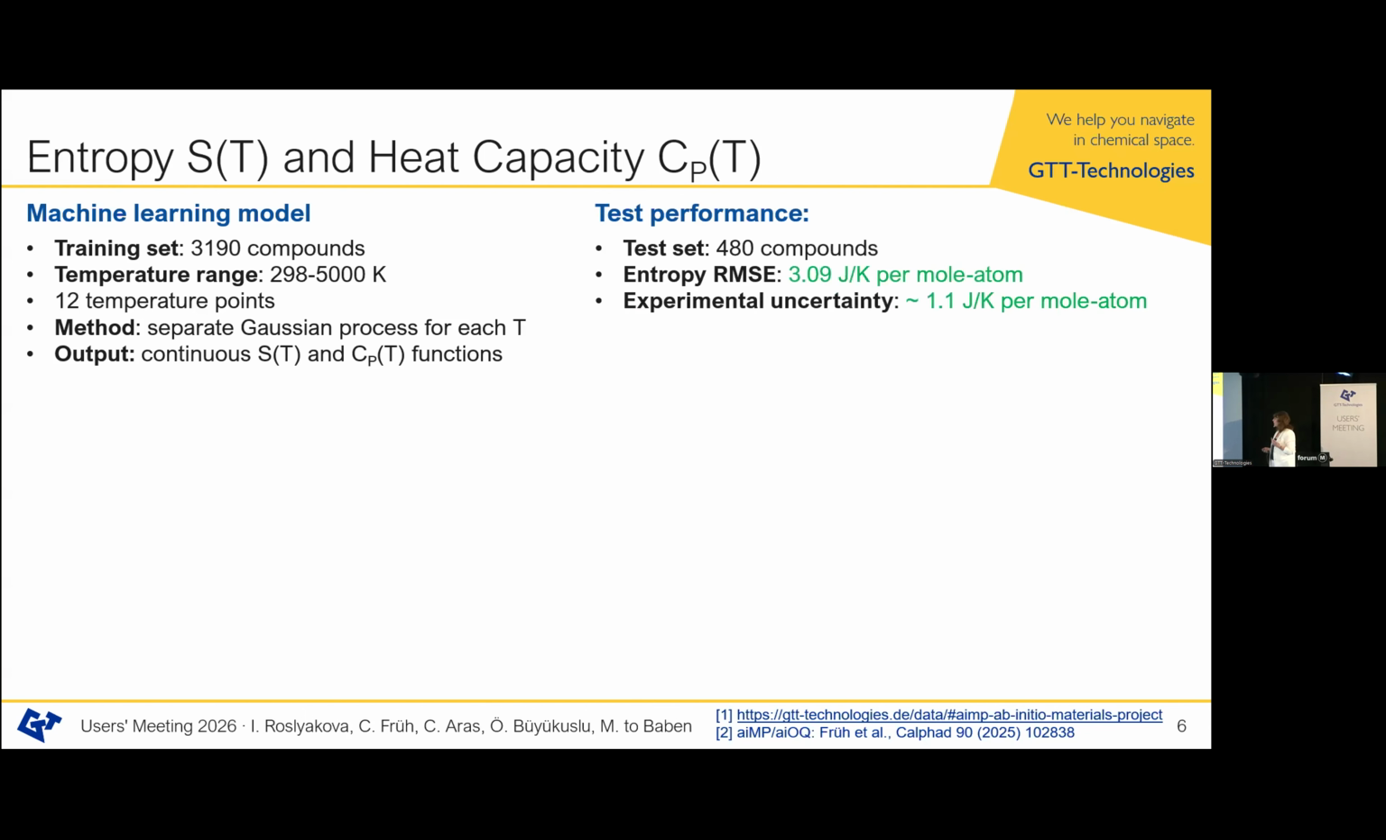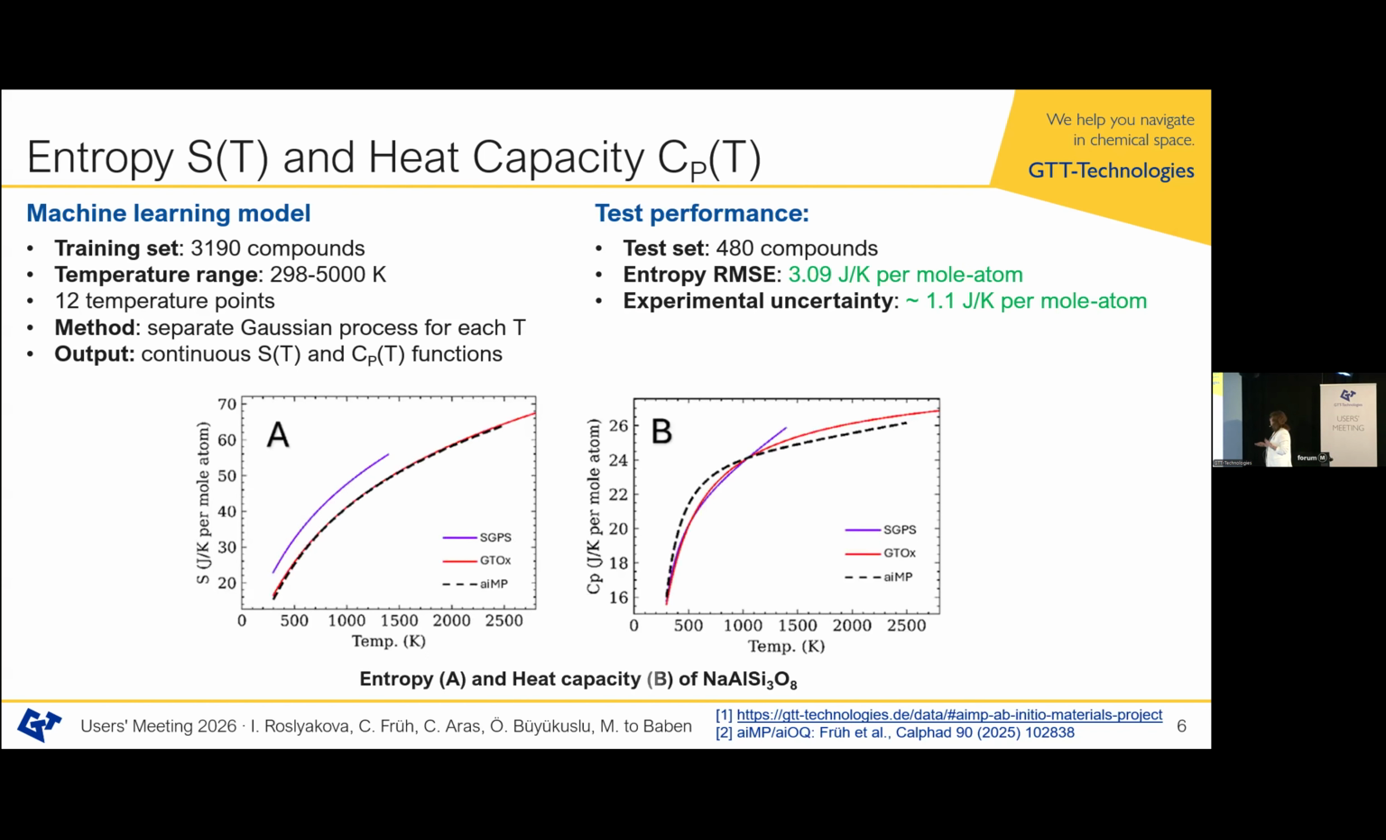And if you look at the test performance of these models, it has been tested on 48 compounds, which were not used for the training. And we can see that the entropy root mean square error is quite small, and also within experimental uncertainty, we would be quite happy. It's 1.1 joule per mole per Kelvin.